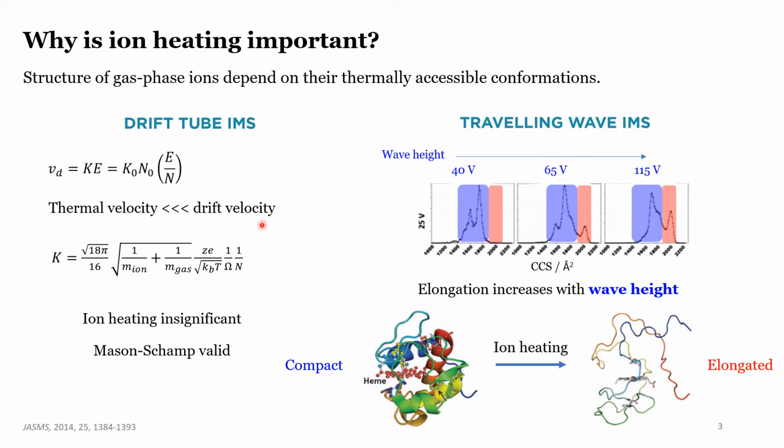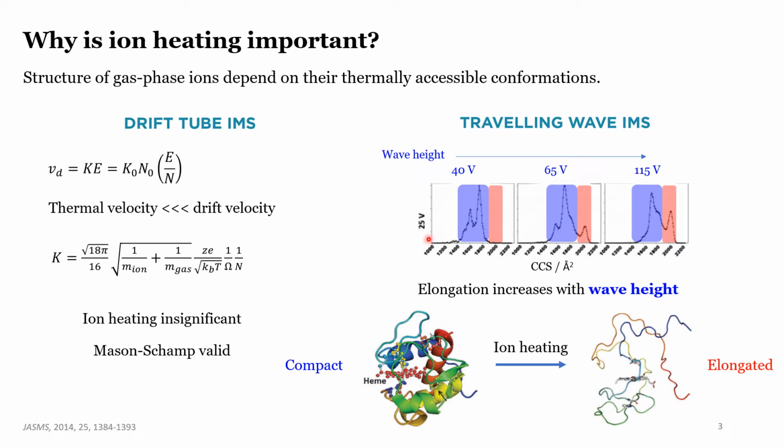This means that in this regime, ion heating is usually insignificant, and the Mason-Schamp relation between ion mobility and collision cross-section is valid. However, with the significantly lower pressures and higher electric fields used in TWIMS, ion heating becomes much more pronounced due to the inverse relationship with gas density. The effects of ion heating are especially noticeable for large flexible species and highlight the importance of characterizing ion temperature in order to rationalize IMS results.